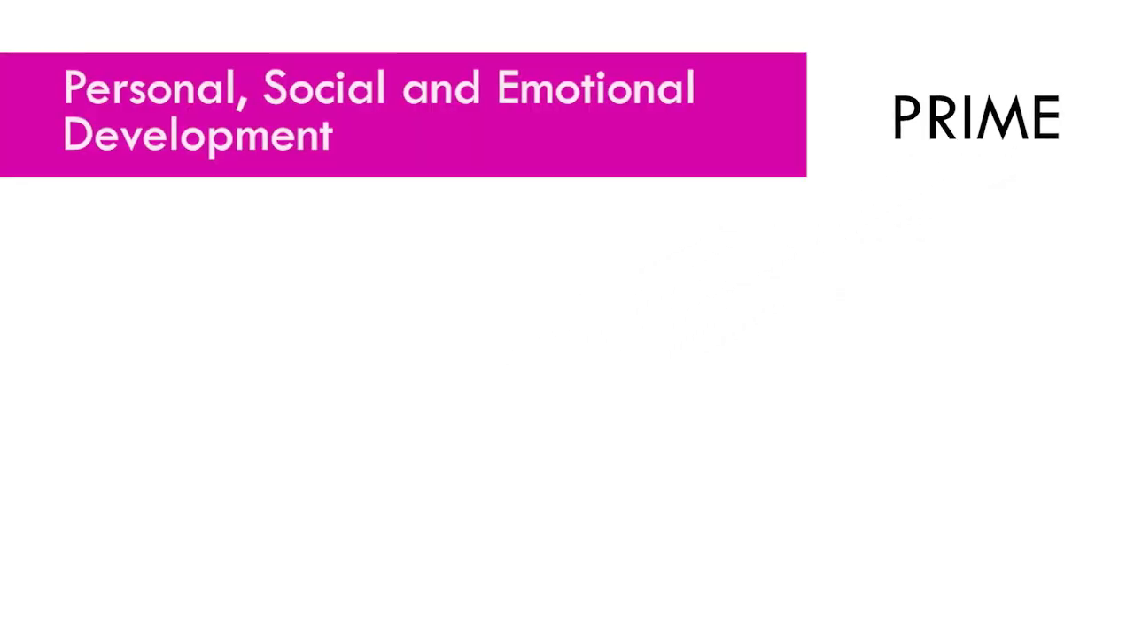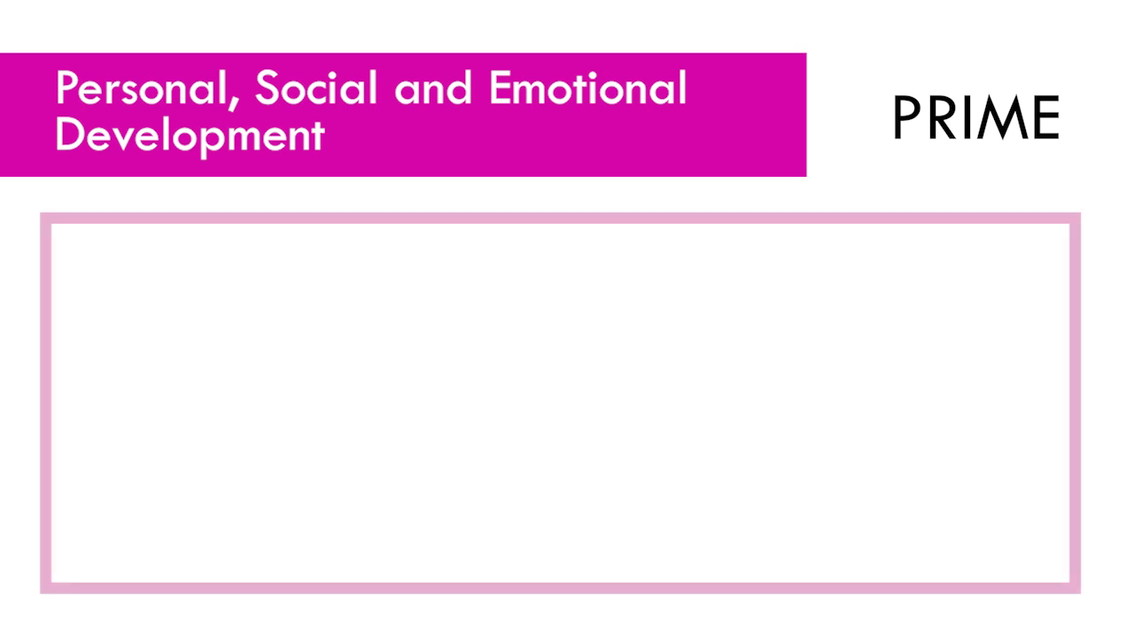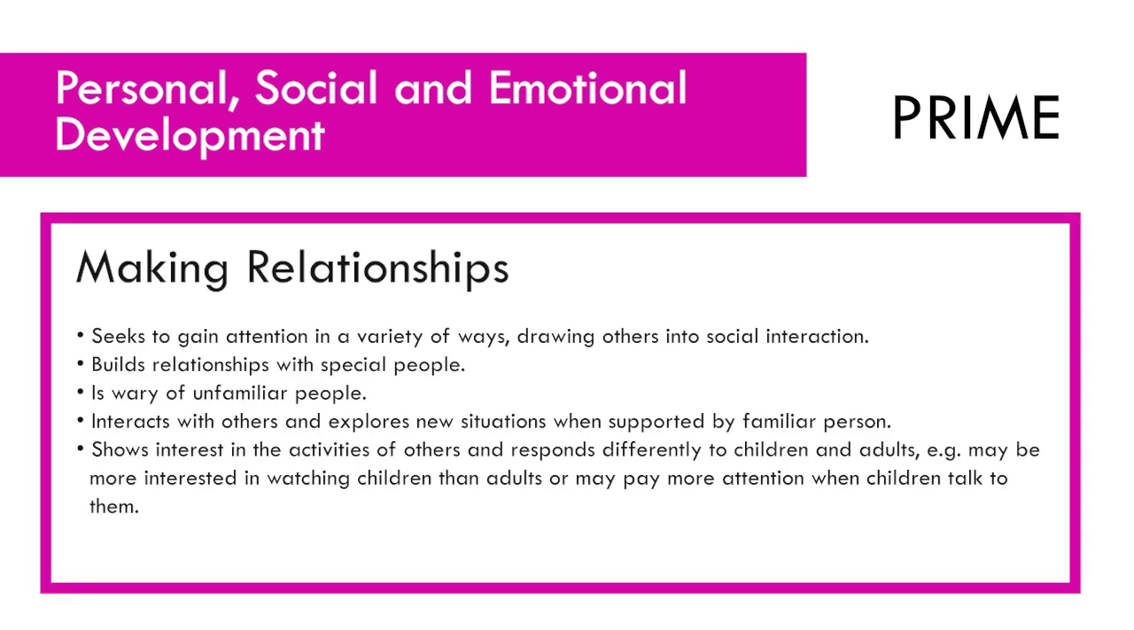Okay, let's have a look at the first area of development. Prime areas. Personal, social and emotional development. Making relationships. Seeks to gain attention in a variety of ways, drawing others into social interaction. Builds relationships with special people, is wary of unfamiliar people, interacts with others and explores new situations when supported by a familiar person, shows interest in the activities of others and responds differently to children and adults.